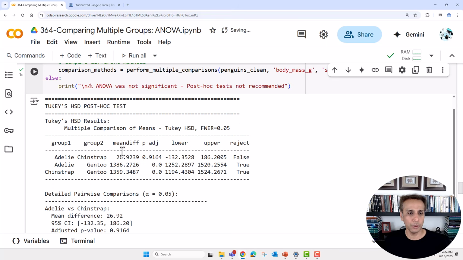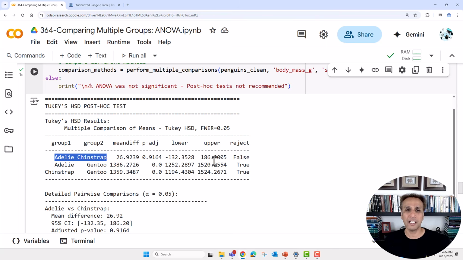Group 1, group 2, and if we look over here, is Adelie different from Chinstrap? We say reject is false. That means we cannot tell that these two are different. We can tell that this and Gentoo are different. We can tell Chinstrap and Gentoo are different. Of course they're different, we visually saw that, but we cannot tell that these two are different, which we know basically visually.